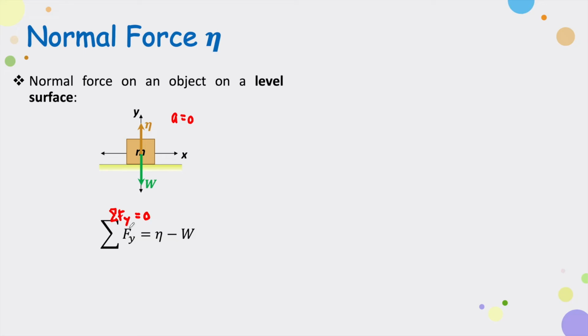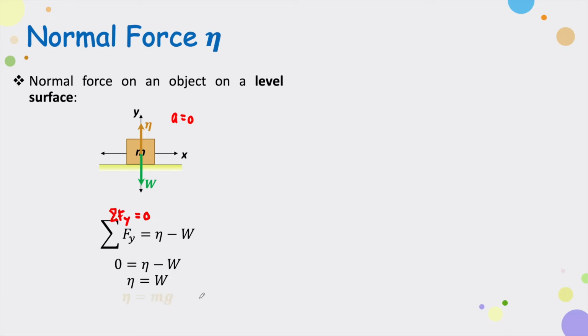If it's towards the positive y-axis, that force is positive. If it's towards the negative y-axis, that force is negative. So the normal force is towards the positive y-axis, that is positive y, and the weight is negative because it is towards the negative y-axis. Equate this to 0. So the tendency is to add the weight to both sides of the equation. For this case, your normal force is equal to the weight.